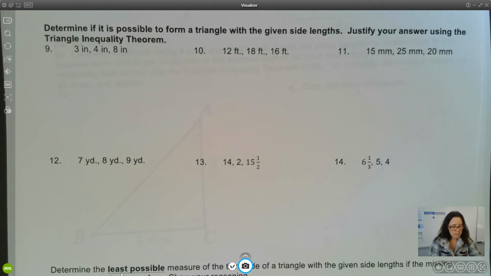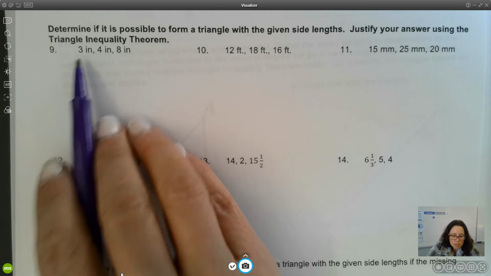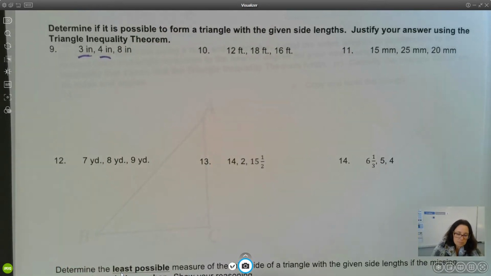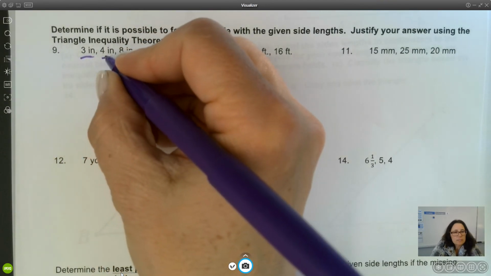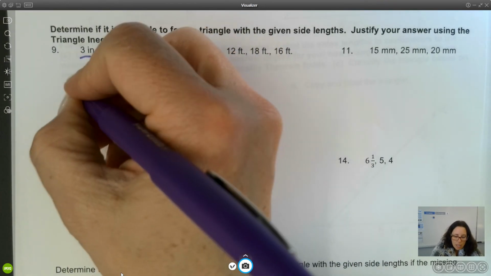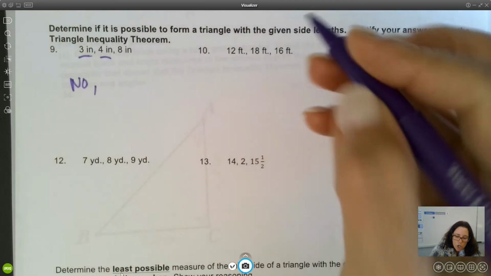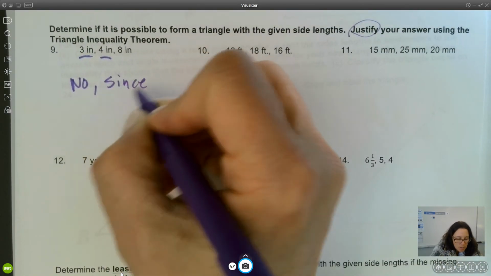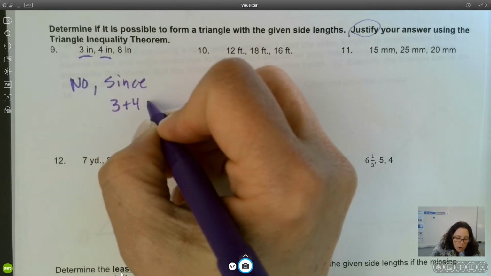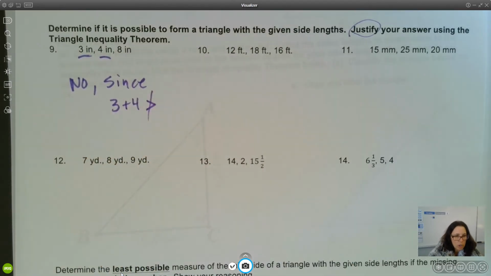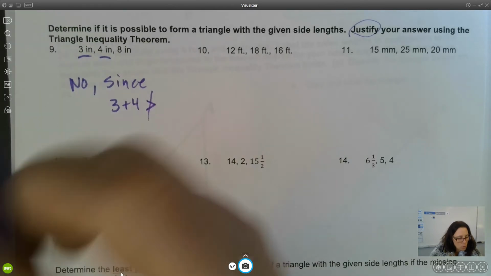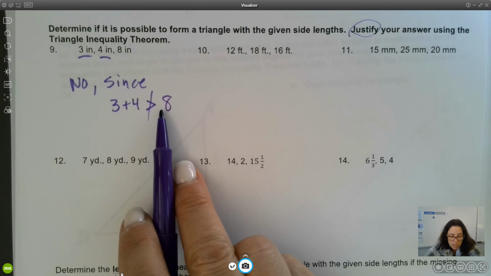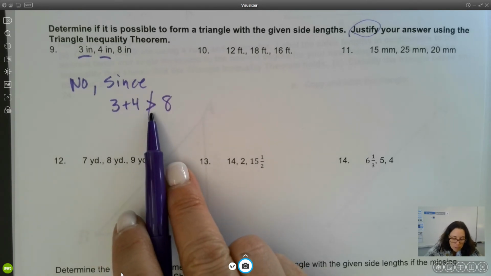All right, so we're going to take the two smallest, add them together. 7. Is 7 bigger than 8? No. And our justify is going to be since 3 plus 4 is not greater than 8. Okay, so we're just using the two smallest sides. Is it bigger than 8?